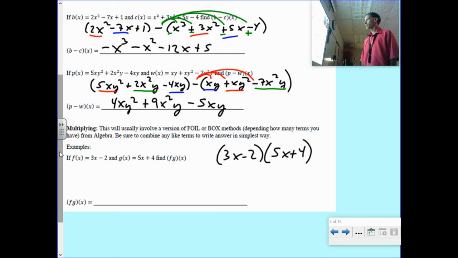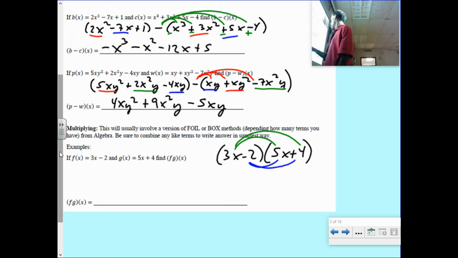So we got 3x minus 2 times 5x plus 4. So again, what I mean by that is I'm taking the 3x, multiplying it by both of those things, basically distributing. And then I'm taking the negative 2 and multiplying by both of those things. The order you do them in doesn't matter, but at the end we do want to combine like terms and get everything together, okay? So let's just kind of write all this stuff out, then we'll do our final answer down below.